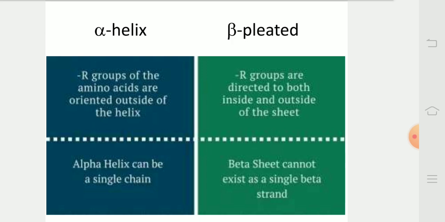In the alpha helix, the R groups of the amino acids are oriented outside the helix, whereas in beta sheets, R groups are directed to both the inside and outside of the sheet. Alpha helix can be a single chain, whereas beta sheet cannot exist as a single beta strand.